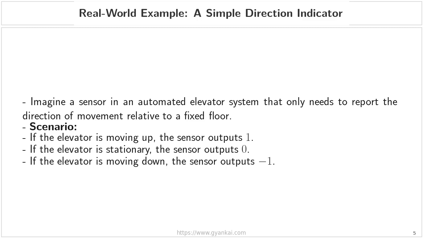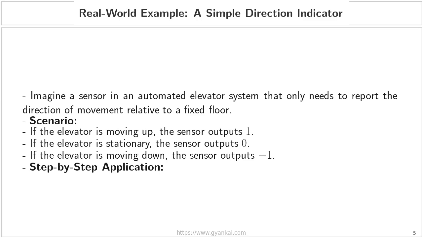If the elevator is moving up, the sensor outputs a 1. If the elevator is stationary or stopped, the sensor outputs a 0. And if the elevator is moving down, the sensor outputs a -1. To make this even clearer, let's walk through a step-by-step application using actual velocity values.